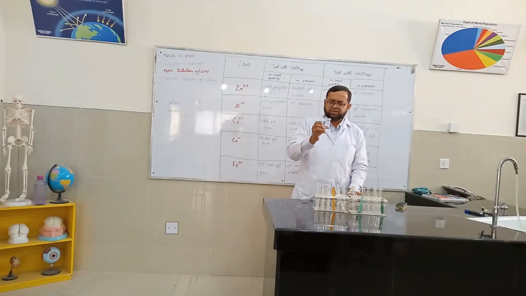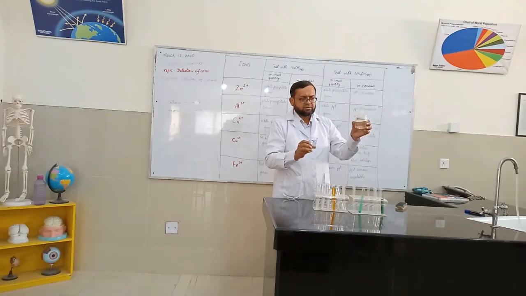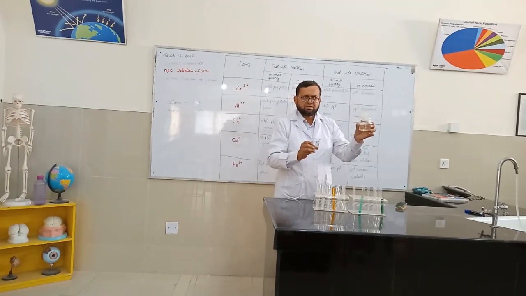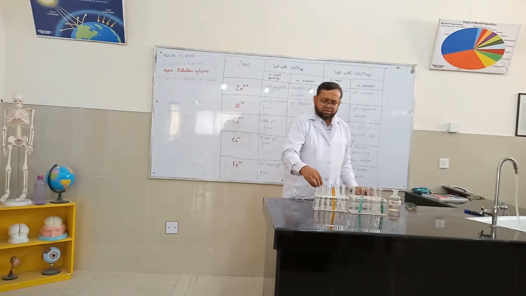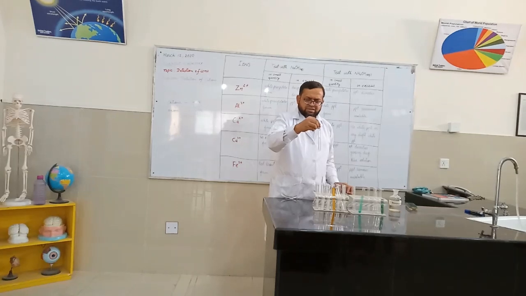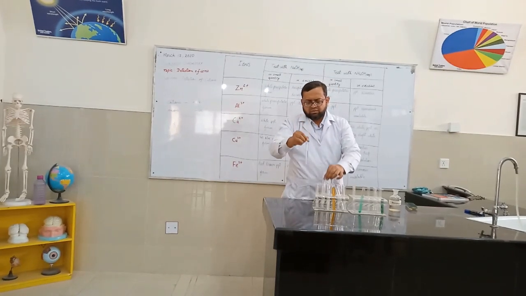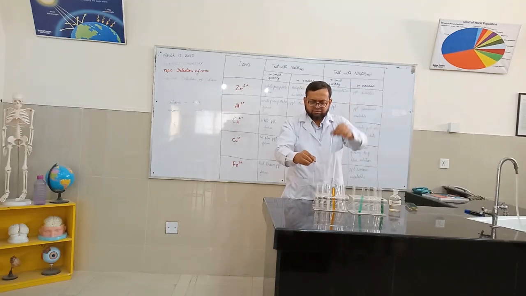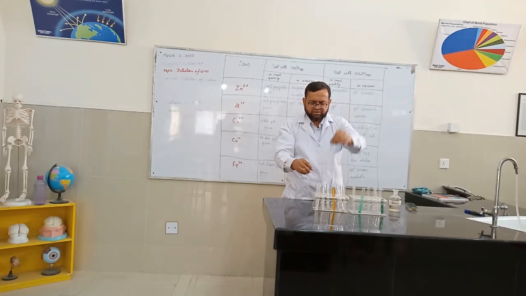These two reagents: this is aqueous sodium hydroxide and this is liquid ammonia, or ammonium hydroxide. And here we have different samples. Sample A, you can see, is transparent. Sample B is also transparent. Sample C is also transparent.